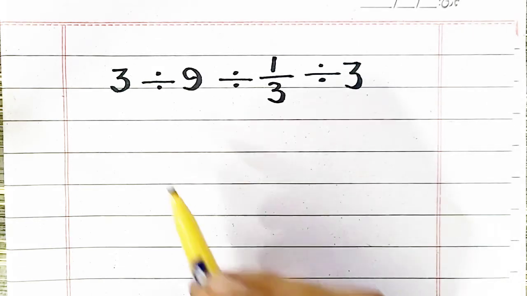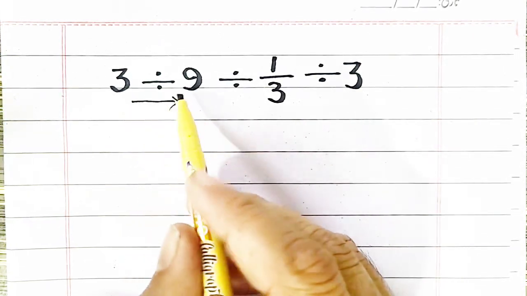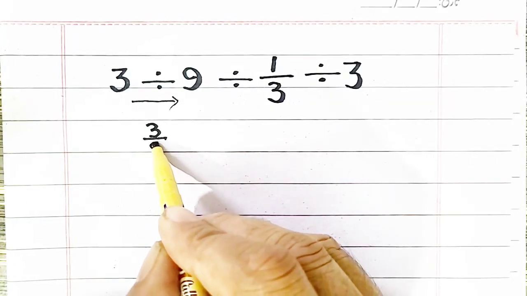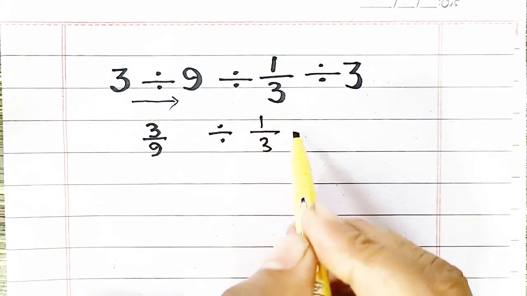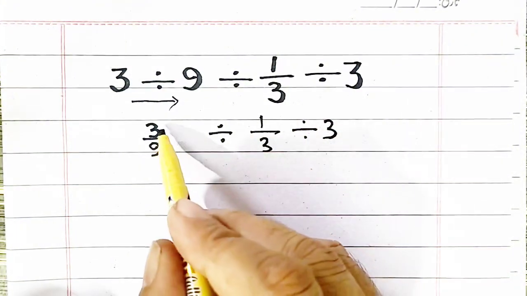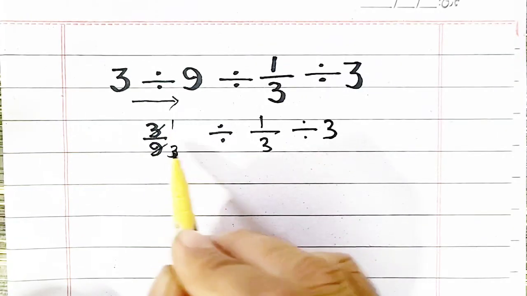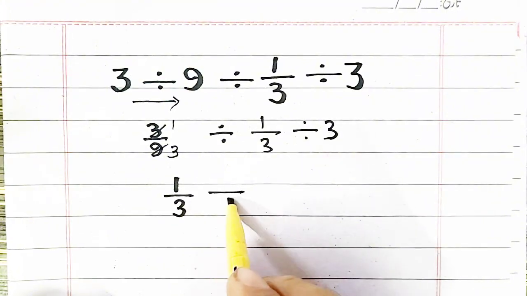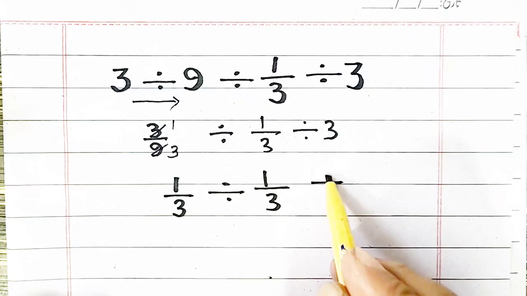To solve this question, we have to move from left to right. 3 divided by 9 can be written as 3 over 9 divided by 1 over 3 divided by 3 as it is. Now 3 over 9 can be cancelled. 3 ones are 3, 3 threes are 9, so it becomes 1 divided by 3 divided by 1 divided by 3 divided by 3.